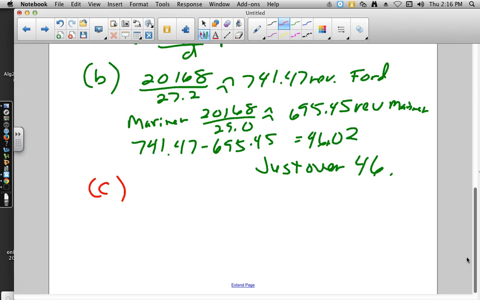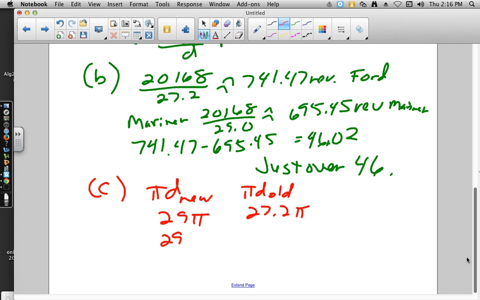And what this is really asking is, what's going on when you compare that new diameter to the old diameter if you've changed those tires out? Well, the new one would be 29 pi, and the old one would be 27.2 pi. And we want to know, basically, percentage-wise, what's changing here, because that would give us an idea of why this is illegal. So if we take 29 pi, that is the new one, and divide it by 27.2 pi, we get 1.066 miles for every 1 mile.